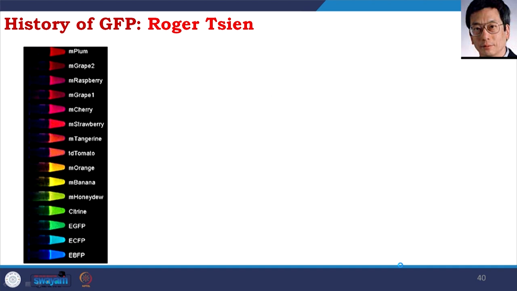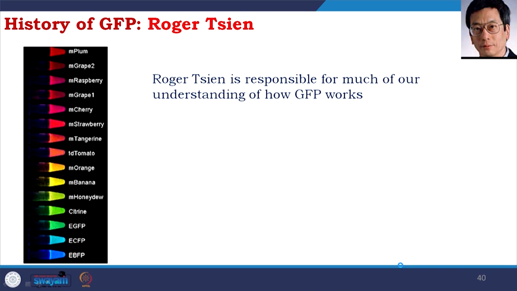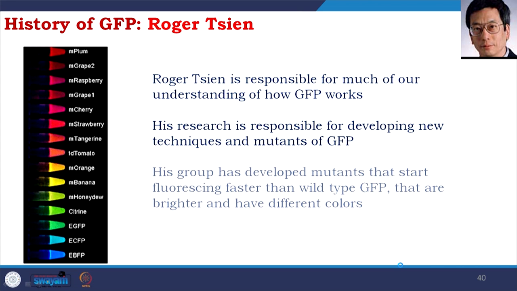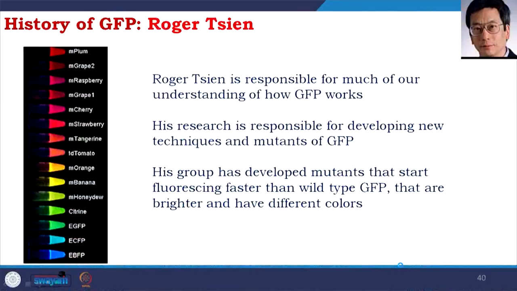Roger Tsien is responsible for much of our understanding of how GFP works. His research is responsible for developing new techniques and mutants of GFP. I will try to talk about this a little bit. This is a volume of work. His group has developed mutants that start fluorescing faster than wild type GFP, that are brighter and have different colors.